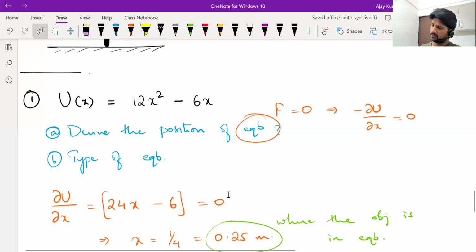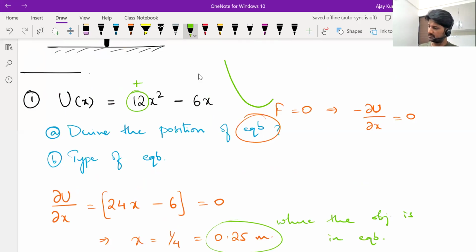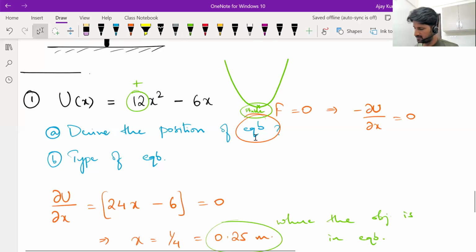In fact, by looking at this equation also you can tell. The potential energy equation given to you is a quadratic equation, with the leading coefficient being positive. If the leading coefficient is positive, the graph will be like this. Therefore, the critical point corresponds to a minimum of potential energy, which in turn corresponds to stable equilibrium. That way also you could have answered. Fine, let's try another problem.